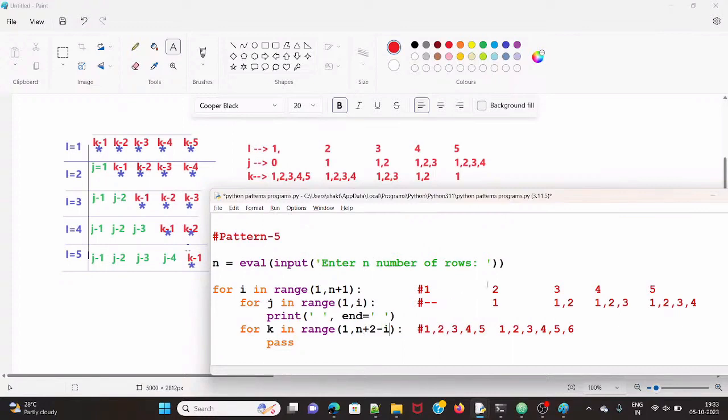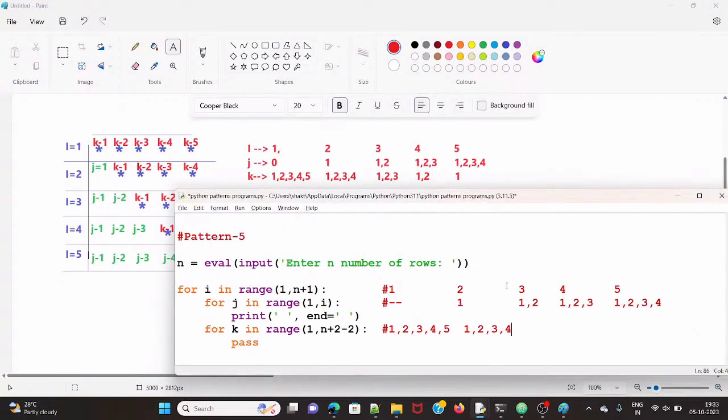Next time, when i value is 2, n plus 2 is 7, 7 minus 2 is 5. End value 5 means 1, 2, 3, 4 coming. It is decreasing, guys. Next, when i value is 3, n plus 2 is 7, 7 minus 3 is 4. End value 4 means 1, 2, 3 only will come. 1, 2, 3 only came, okay.